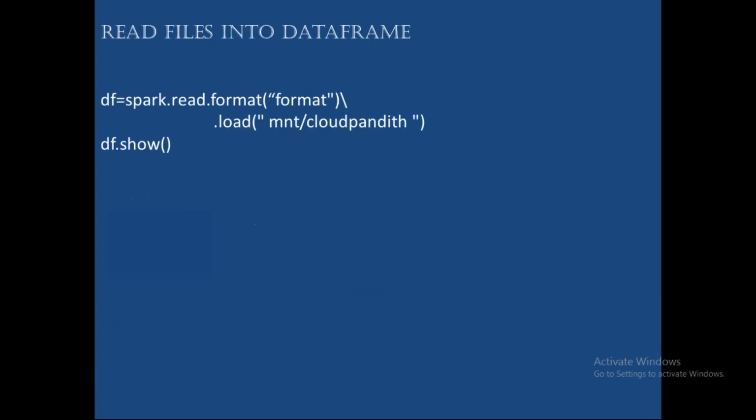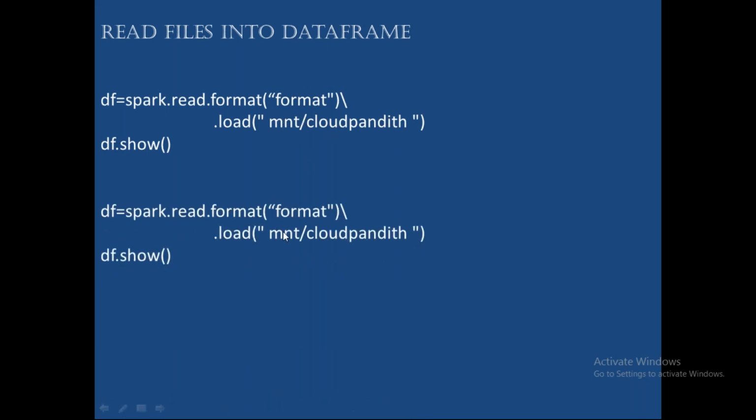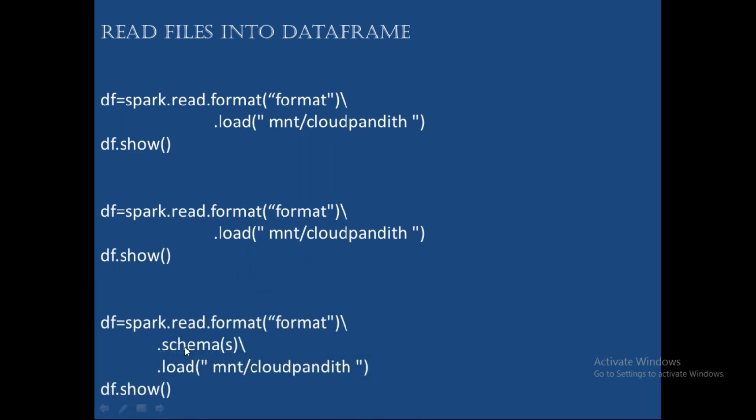I have that particular slide at the end, don't worry. So how you will read once you connected is spark.read.format. What format of file doesn't matter, it can be any format of file you have in your blob storage. So if you have CSV, just mention CSV. If you have parquet, and this is the mount point, /mnt/cloud pandit. So format, /mnt/cloud pandit, format, schema, /mnt/cloud pandit. So what is the difference between these three?